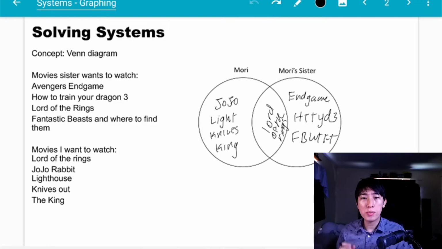So this would be a very basic idea of systems. The top list is all of the possible solutions for what my sister wants to watch. The bottom list is all of the solutions that I want to watch. And this Venn diagram shows us, okay, left side, right side, and the middle is where our two lists overlap. What movies do both of us want to watch? So if we're going to watch movies, we'll just plop down for 15 hours and watch Lord of the Rings.